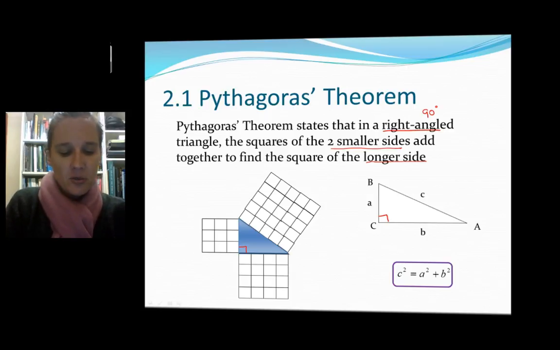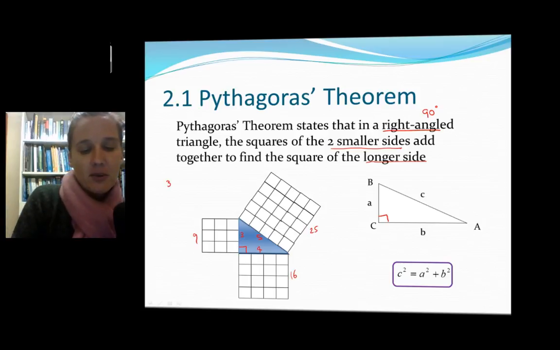We're saying the two smaller sides. So here we have a 3, a 4, and here our longer side is 5. So we're saying the square of our shorter side. So the square of 3 is 9. The square of 4 is 16. And the square of 5 is 25.